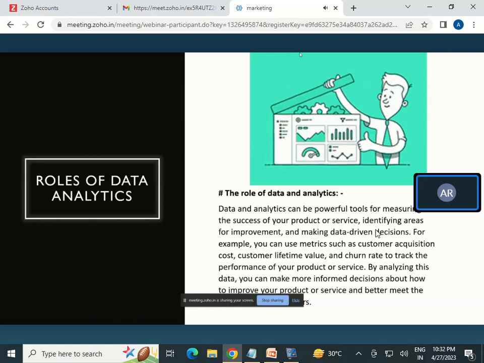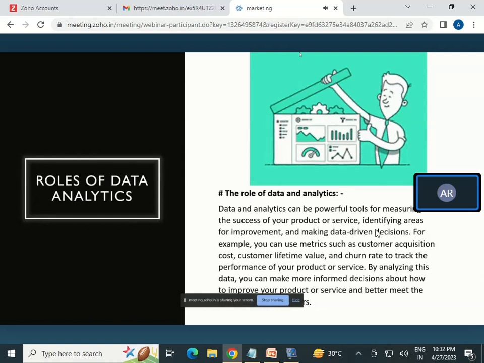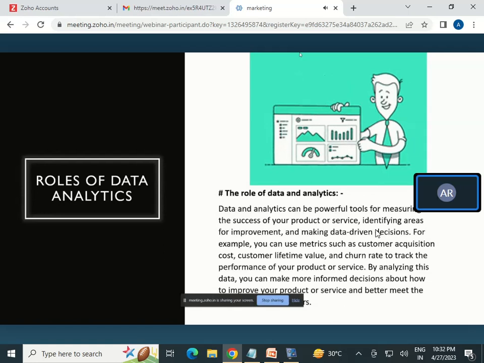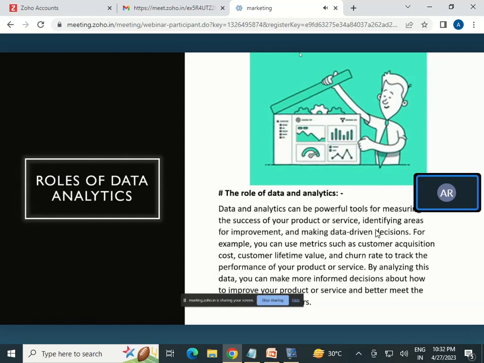So all this can be done by identifying the needs after doing the data analysis, right? Because we track all the data, we do the analysis, and we find out what things need to be changed. Very clear.